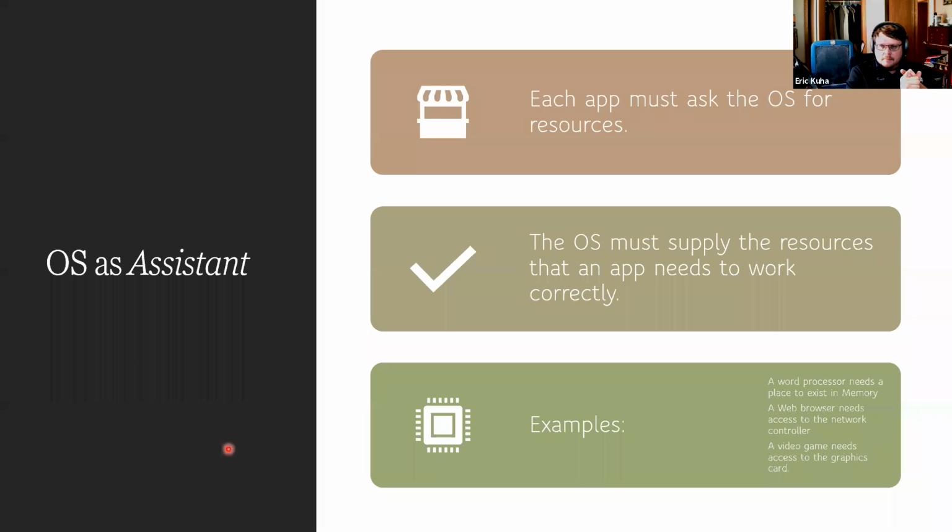The word processor needs to be able to access your hard drive. A video game needs to be able to access your graphics processor. The operating system's job is to make sure that all the apps that are running on your system get the resources that they need in order to work.